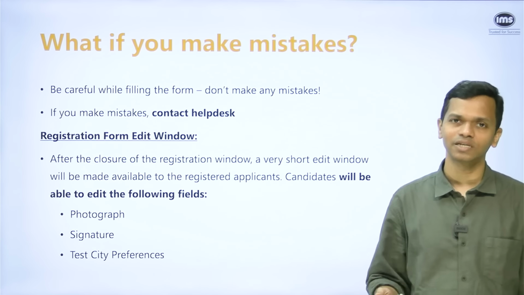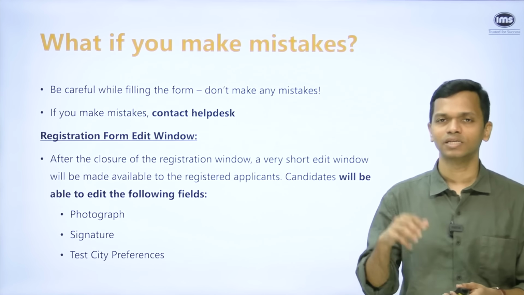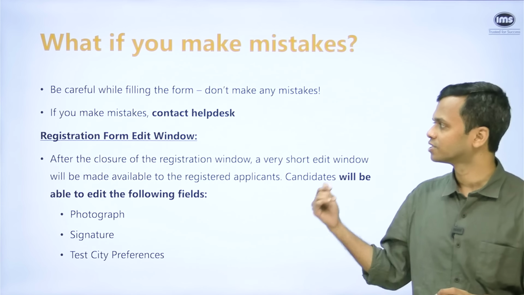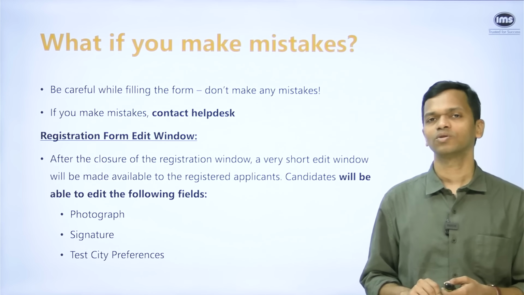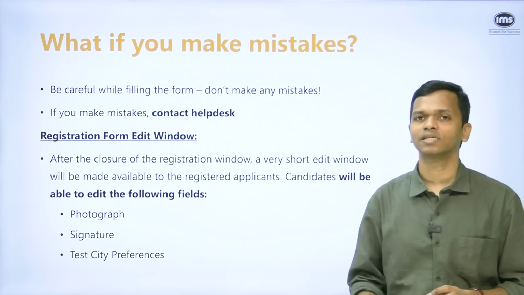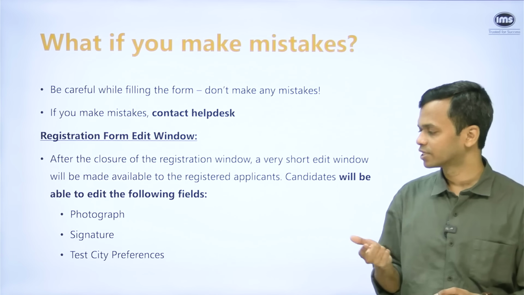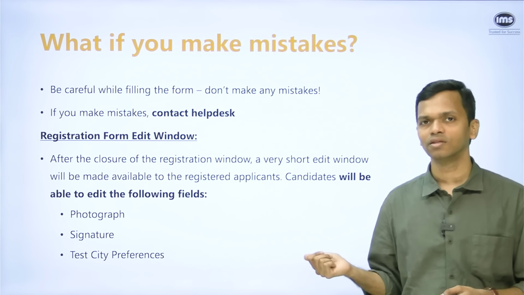You can raise a ticket, something that they started last year, where rather than emailing it to them, you can raise a ticket via the dashboard itself that this is the issue that has happened. After the closure of the registration window, they also open a small correction window. But in that correction window, these are the only things that are editable. So you can edit your photo, signature, and test city preferences. Those are the only 3 editable things in the correction window.